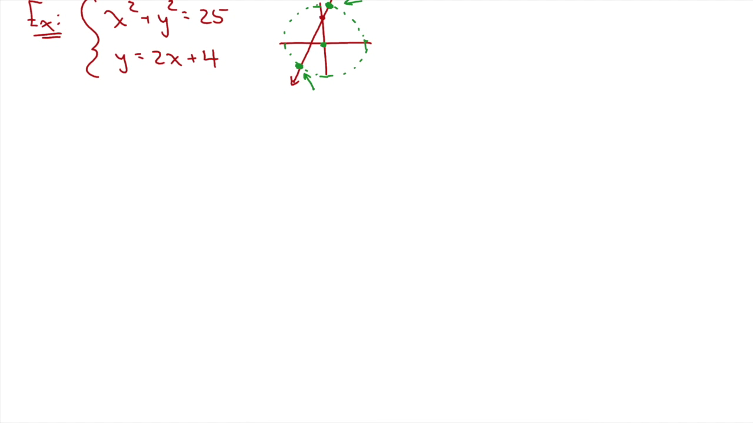Lines and circles only have 3 options also. The line doesn't touch the circle. The line touches the circle exactly once, which is also known as a tangent. Or the line hits the circle twice. Those are the only 3 options.